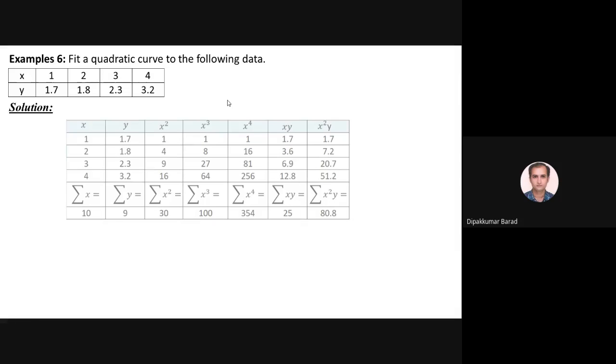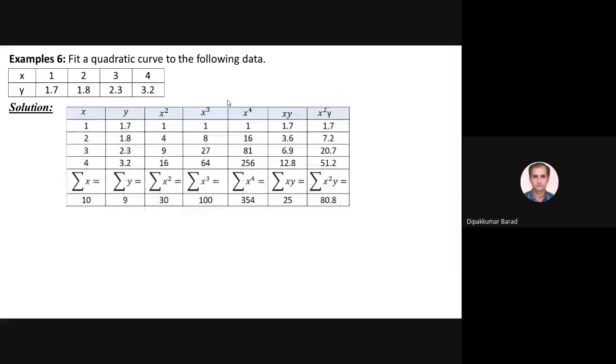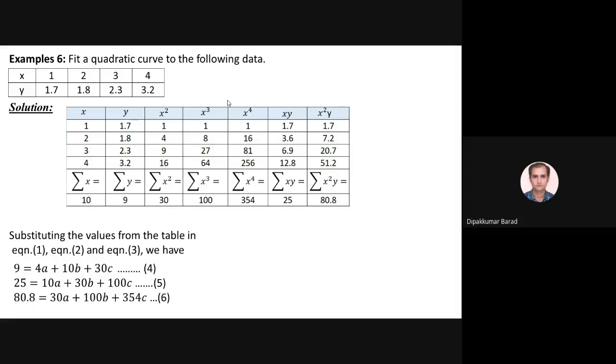So you get here summation x 10, summation y 9, summation x squared 30, summation x cube 100, summation x raised to 4 354, summation xy is equal to 25, and summation x square y is equal to 80.8. So you have to put this value in the equation.